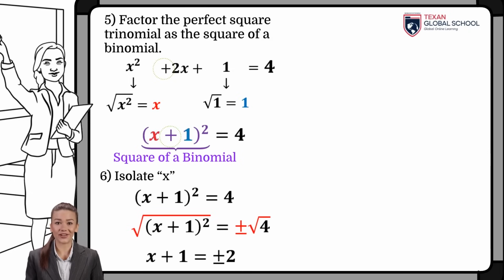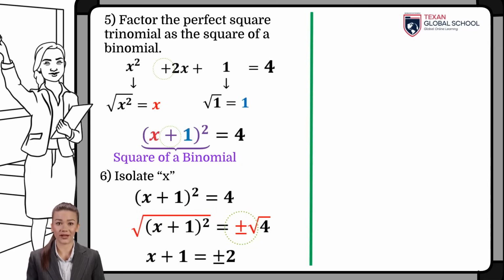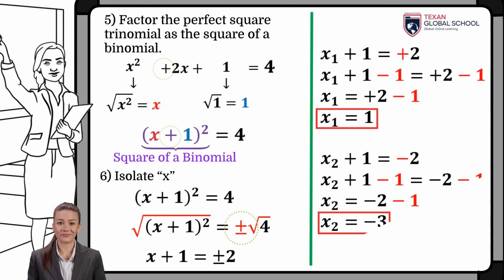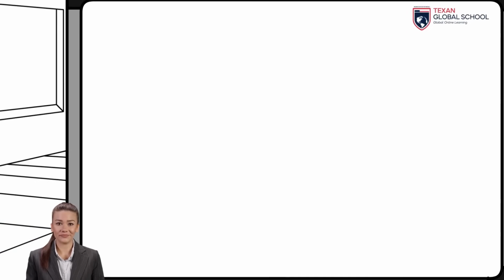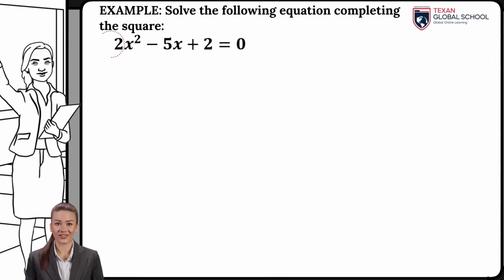It is very important to understand that, by applying the square root to both sides of the equation, the result implies having two solutions. One positive and one negative. So, separating each root, results that x is equal to 1 and -3. In this next example, we will solve the equation and complete the square.